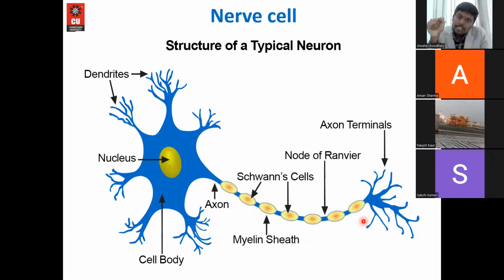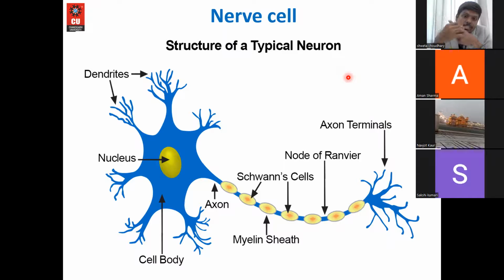Whereas in the cells, the axon of the neuron is insulated by a layer of lipids called the myelin sheath. This myelin sheath is synthesized by a cell called the Schwann cell. Schwann cell is responsible for providing the myelin sheath to the nerves.